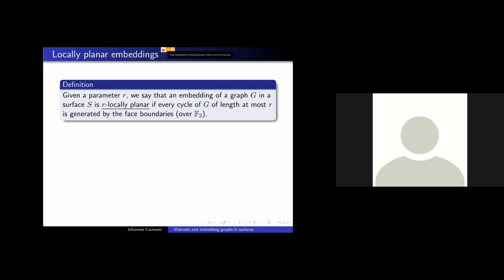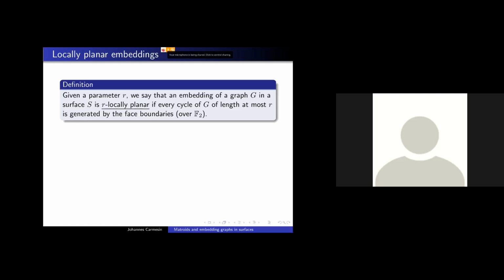Right, and so now what can we do? This is the main definition of the talk, and it's as follows. You're given a parameter R, and we say that an embedding of a graph G in a surface S is R locally planar, so locally planar with parameter R, if every cycle of G of length at most R is generated by the face boundaries.